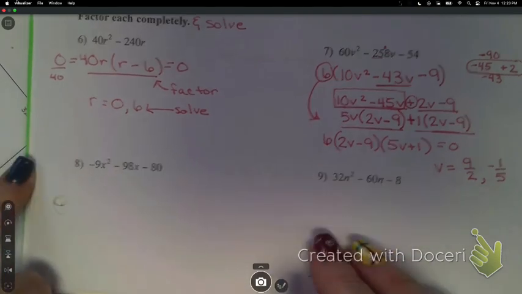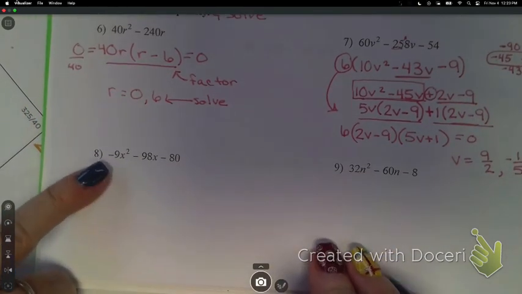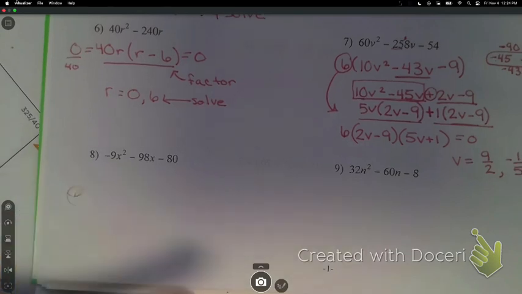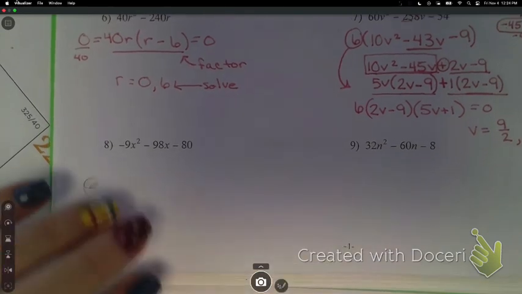Okay, next one. Negative 9x squared minus 98x minus 80. No. Because 9 doesn't go into 80, does it? Just 3? No. Well, 3 doesn't go into 80. How was I supposed to know this? What should I factor out of this? The negative.